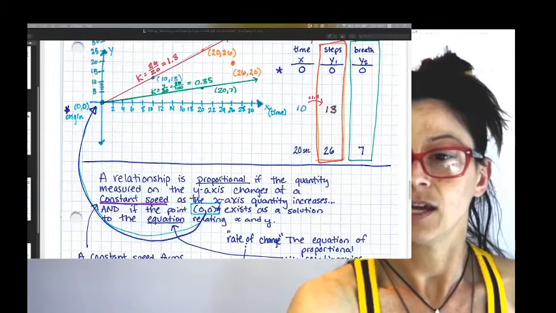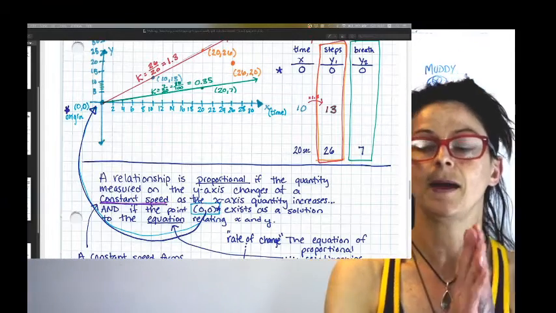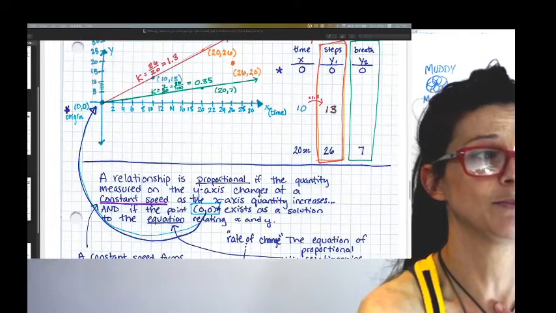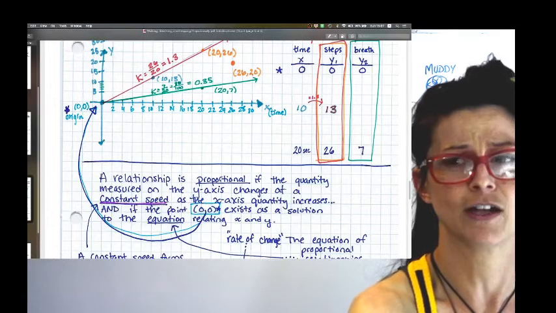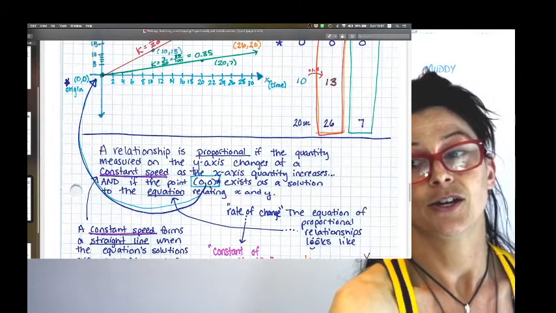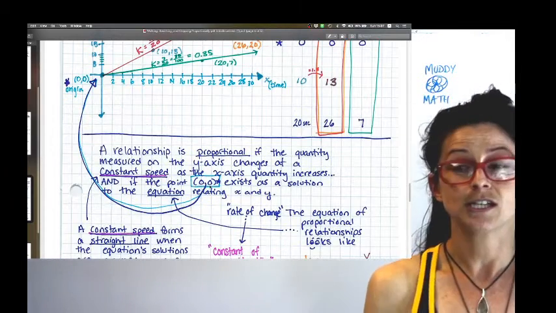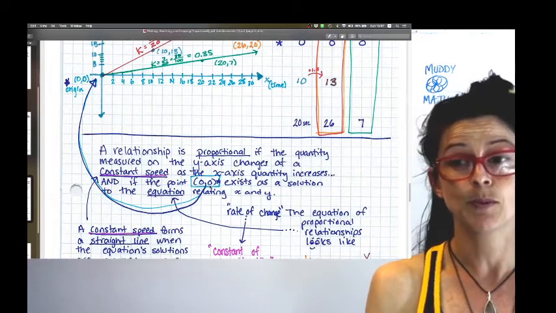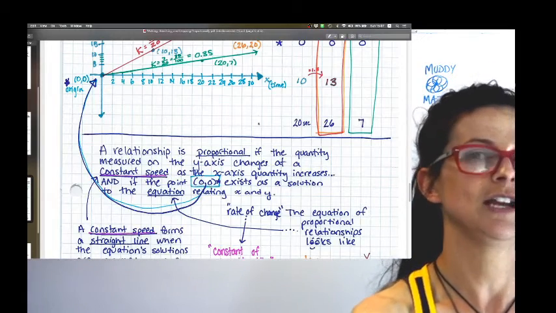I hope in that break you got to think about these ideas. Whenever I take a break, please take that as an opportunity to reflect on what I've said. So if the point 0, 0 exists as a solution to the equation representing your two quantities, then it is proportional if it's changing at a constant rate of change.